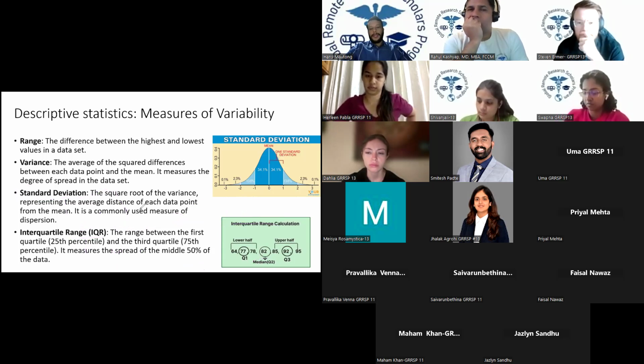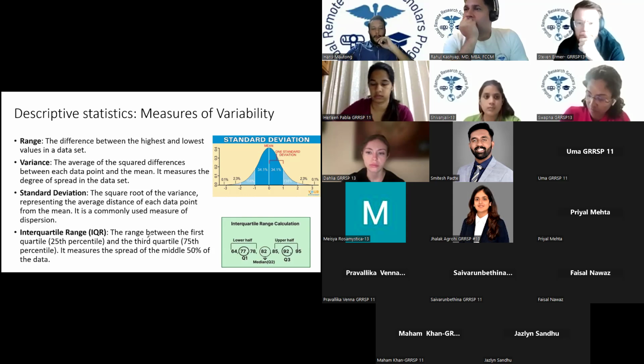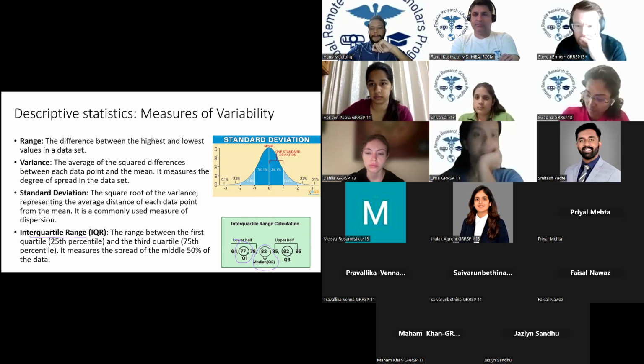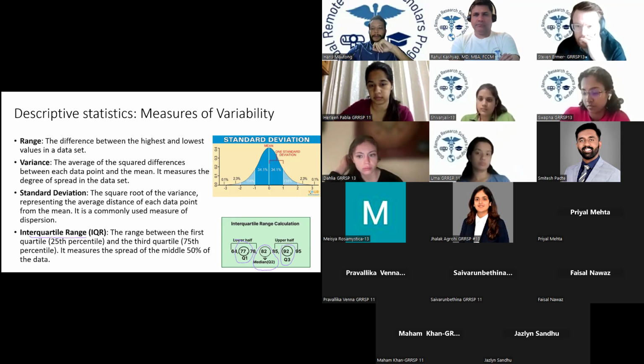So now, the interquartile range is the range between the first quartile, or what is the same, the 25th percentile, and the third quartile, or 75th percentile. So why is it called interquartile range? Because this is the first quartile. The median, by definition, is quartile two, or the 50th percentile, and Q3, or quartile 3, is actually 75. So this is 25, this is 50, and this is 75.